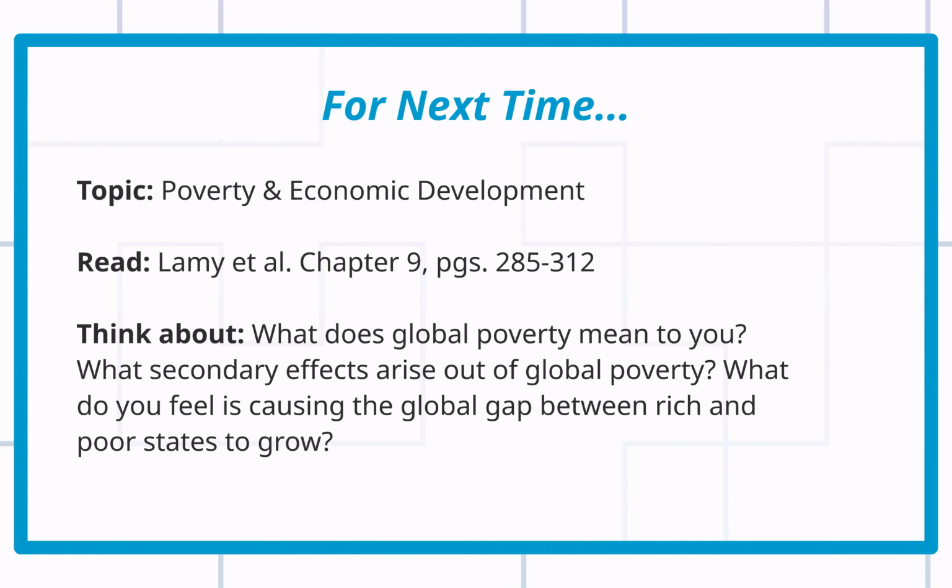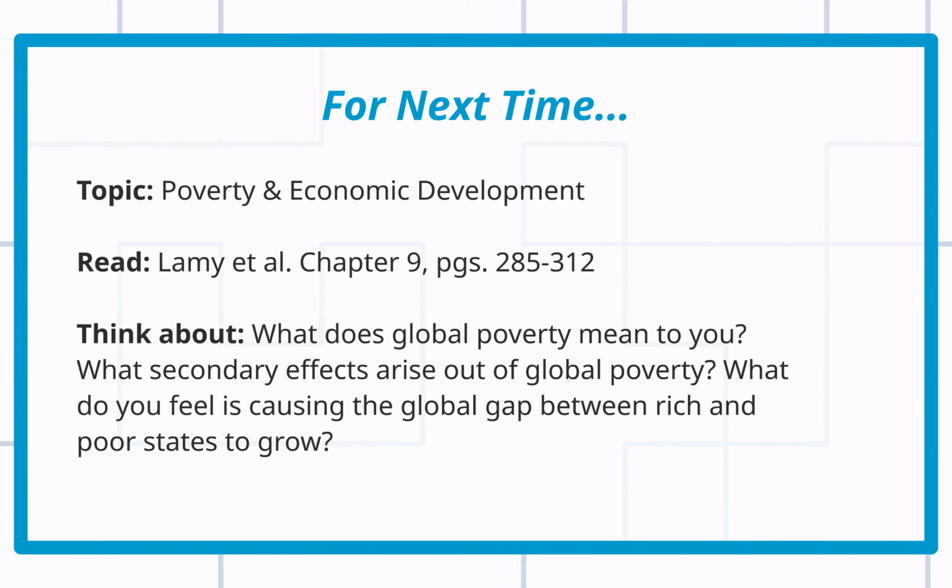There is one more Bretton Woods organization that we're going to talk about a little bit more next time, which is the World Bank. And we talk about that in the context of poverty and economic development, which is the topic for next time. I'm going to have you read in the Lamy textbook, chapter 9, which is about poverty and economic development. And as you do so, think about, what does global poverty mean to you? What are the secondary effects that arise out of global poverty? So what happens when a country or a region is chronically underdeveloped? They just don't have an engine for economic growth, and wealth and prosperity don't happen there.